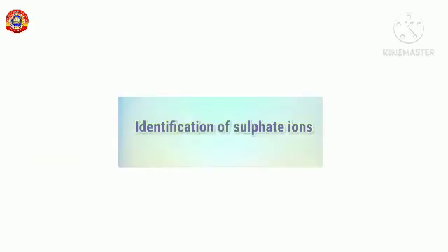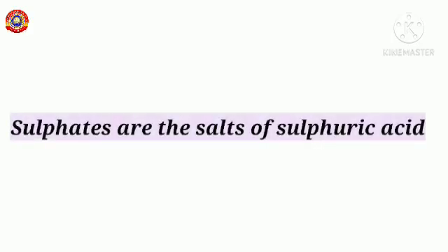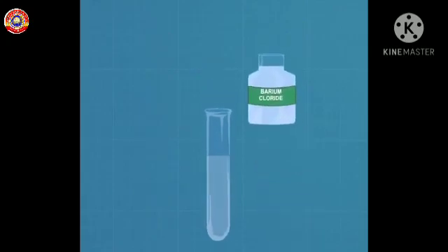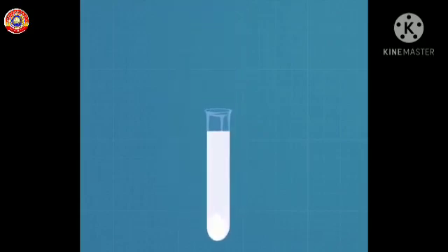Now let's learn how to identify the sulphate salt from the given salts. Sulphates are the salts of sulfuric acid. Let us see an experiment to identify the sulphate ions. Take a little amount of any sulphate salt solution in a test tube and add a few drops of barium chloride solution to it. Due to the reaction, a white precipitate of barium sulphate is formed.